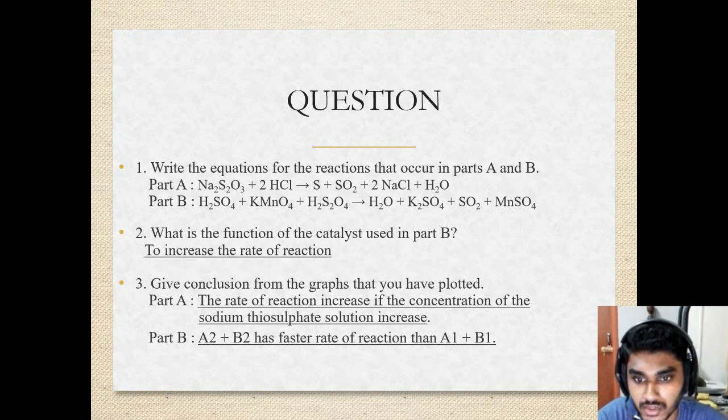Give a conclusion from the graph that you have plotted. For part A, the conclusion was that the rate of the reaction increases if the concentration of the sodium thiosulfate solution increases. For part B, A2 plus B2 has a faster rate of reaction than A1 plus B1. That's all for me. Thank you.